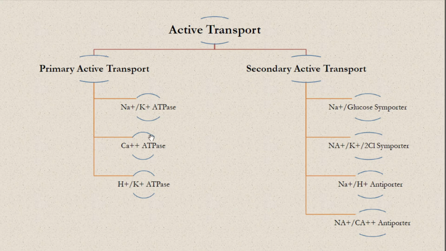This active transport is divided into two types, that is primary active transport and secondary active transport. The main difference between these two is that primary active transport uses ATP directly, whereas secondary active transport uses ATP indirectly. Now let's see them in detail.